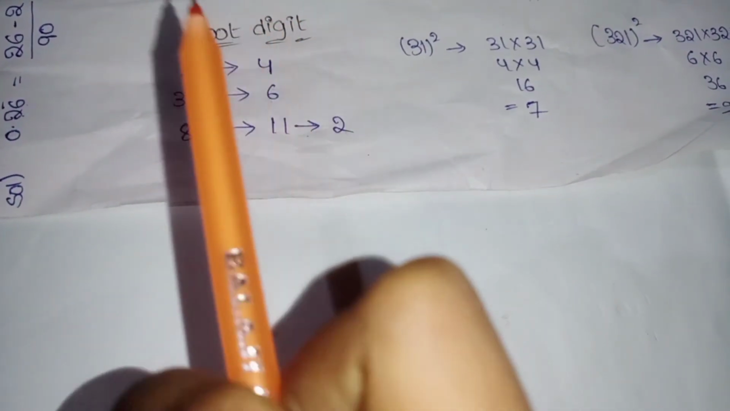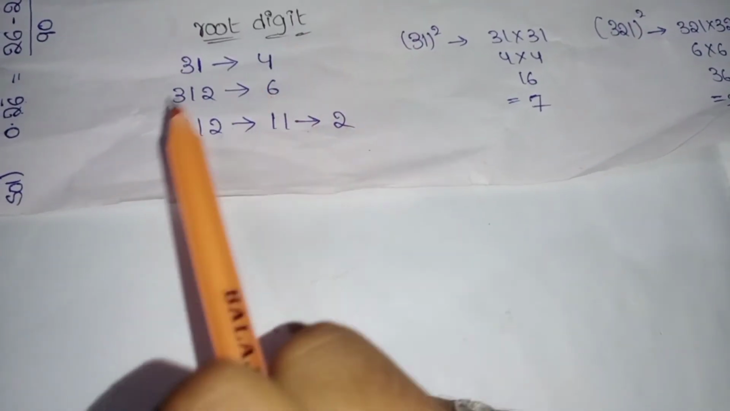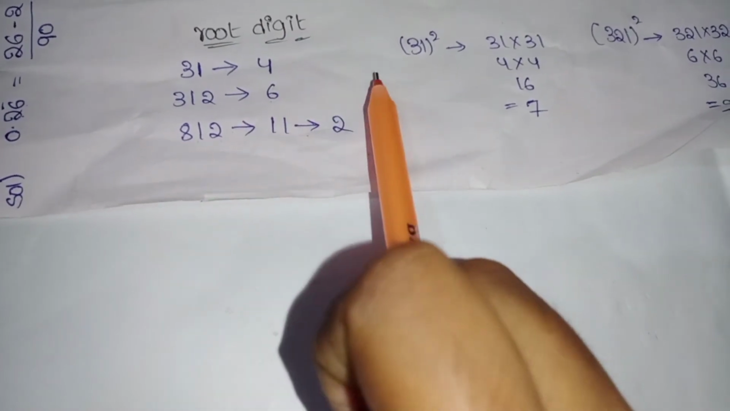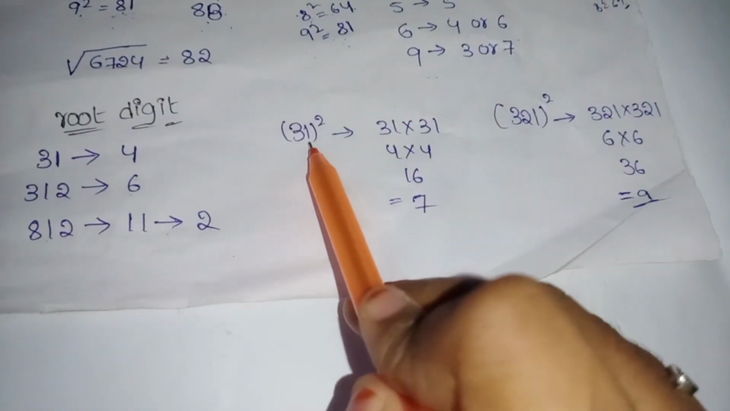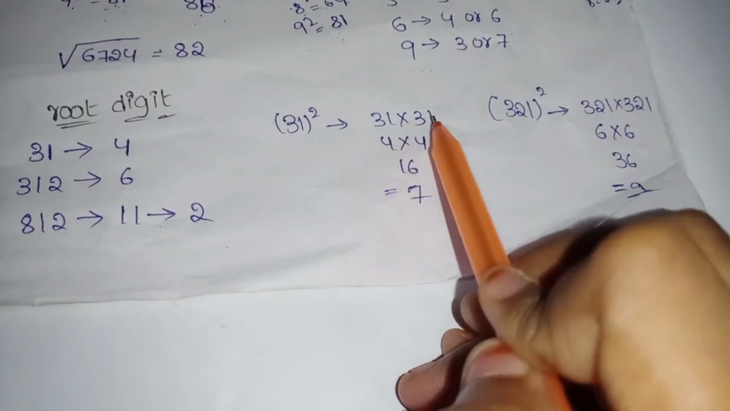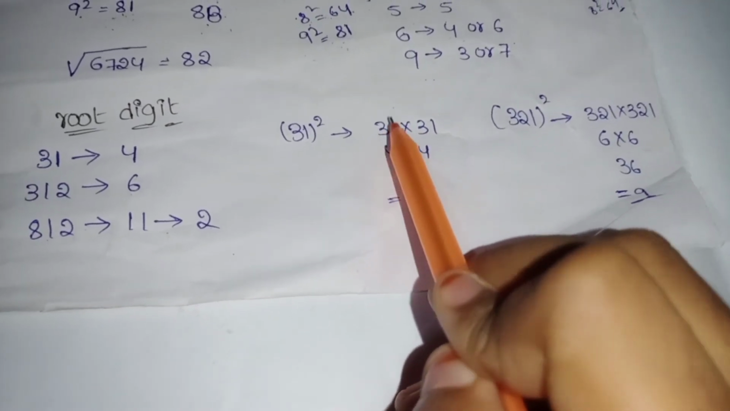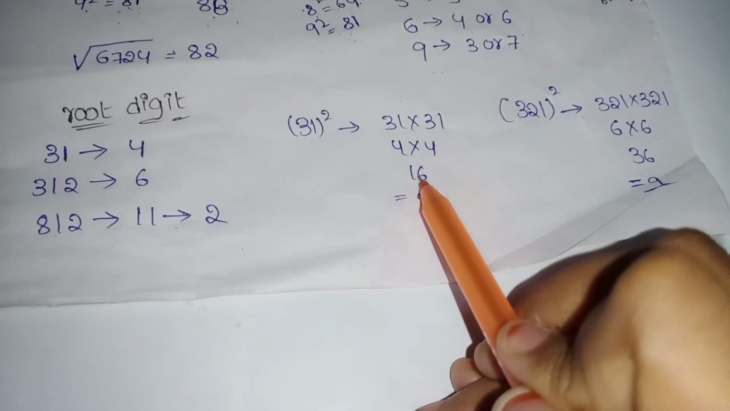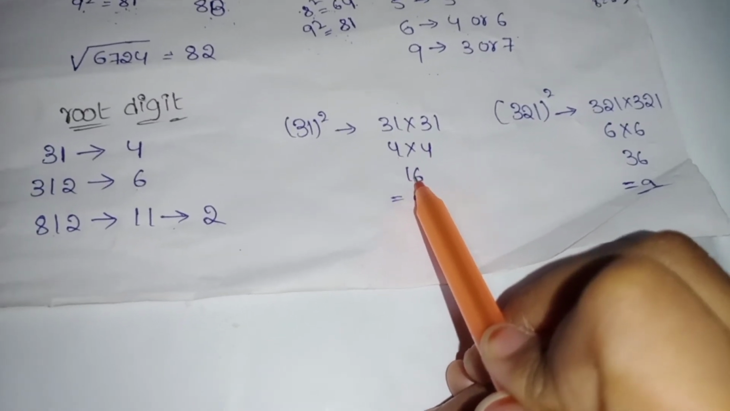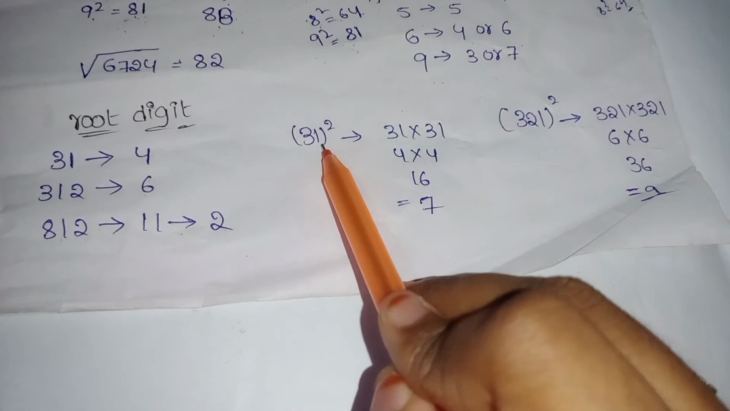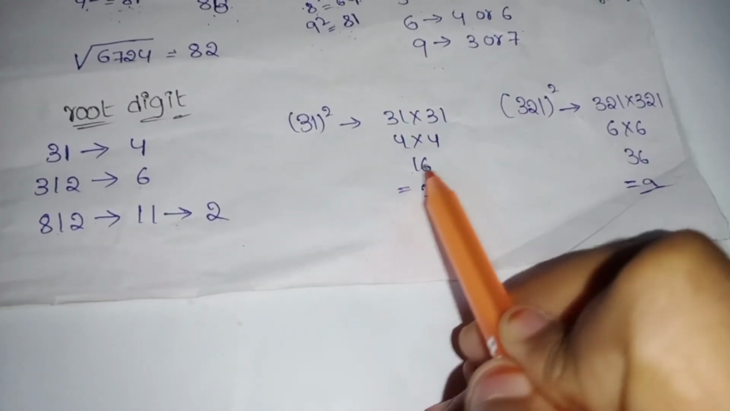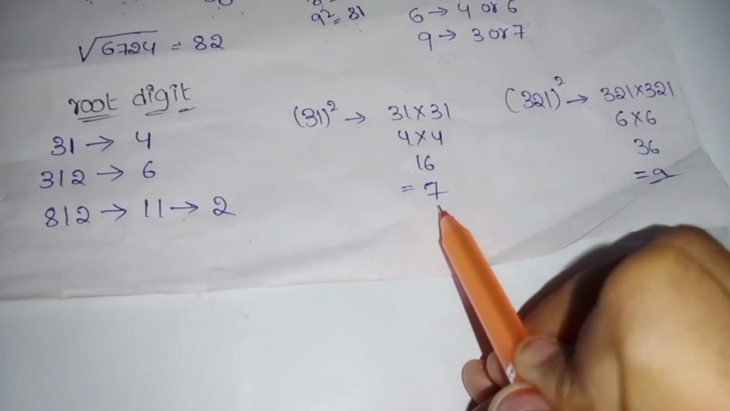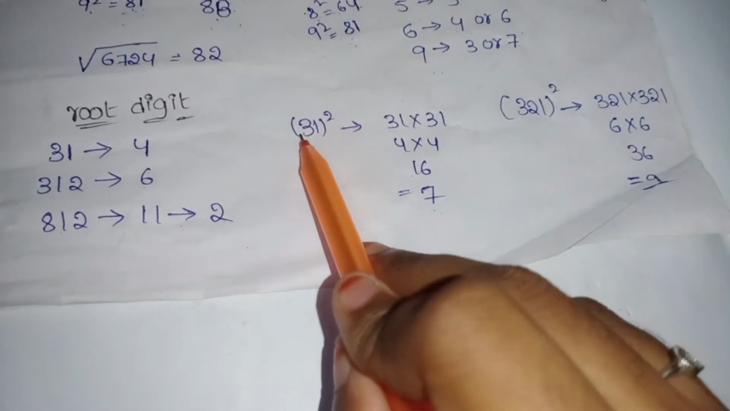How to find the root digit of the square of a number? Let us see. 31 square is here. First you have to write 31 into 31. 31 is 3 plus 1 is 4, into 3 plus 1 is 4. 4 into 4 is 16. 16 is a double digit. So 16 is not the root digit of 31 whole square. So we have to sum. 1 plus 6 is 7. So 7 is the root digit of 31 whole square.